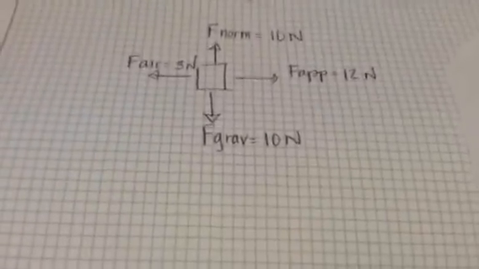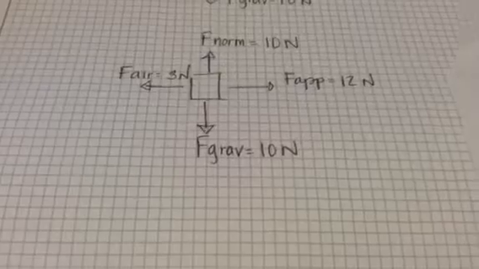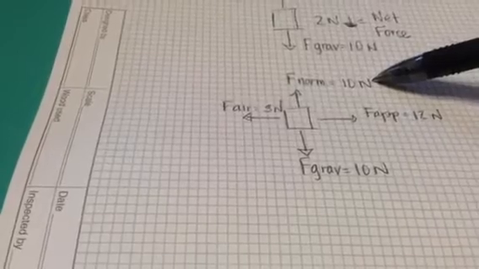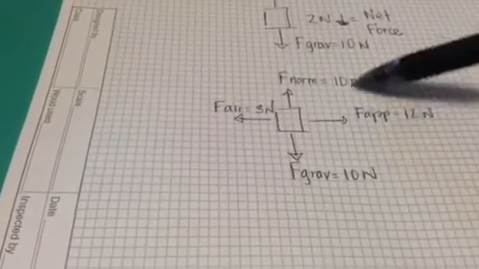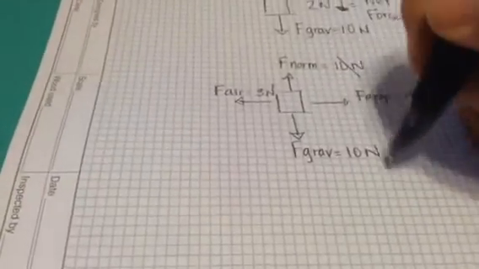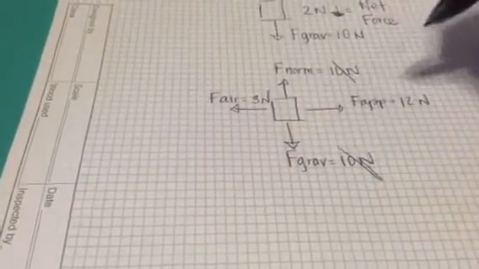Now in this situation, I have 4 different forces. So the way to do that is compare top and bottom. I've got 10 newtons of normal force, 10 newtons of gravity. Those cancel each other out. You don't need to cross these out. I'm going to do that just for illustration.